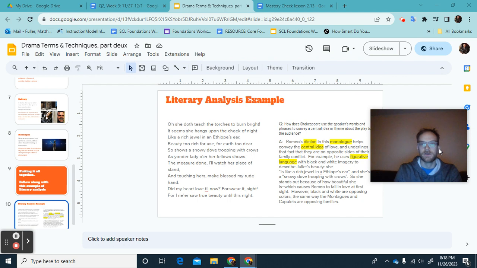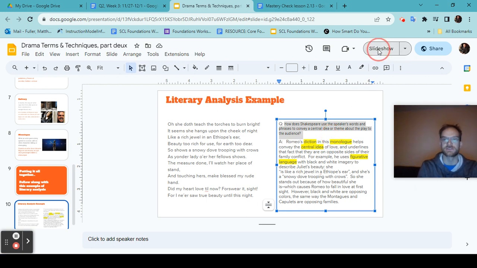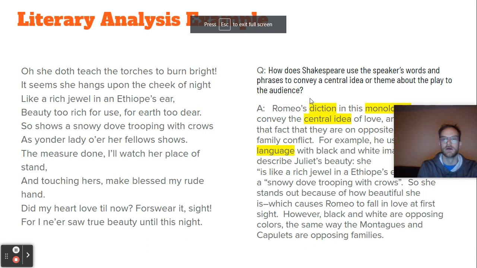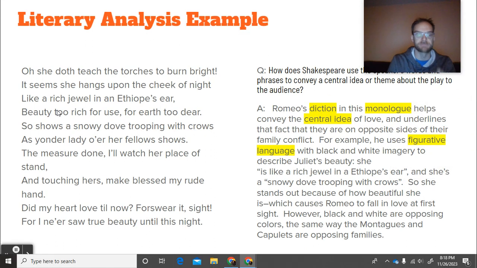Here we go. So this is what I'm asking you to do. How does Shakespeare use the speaker's words and phrases to convey a central idea or theme about the play to the audience? This question is the same question I'm asking you to answer. And so I'm giving you an example based on this passage here.